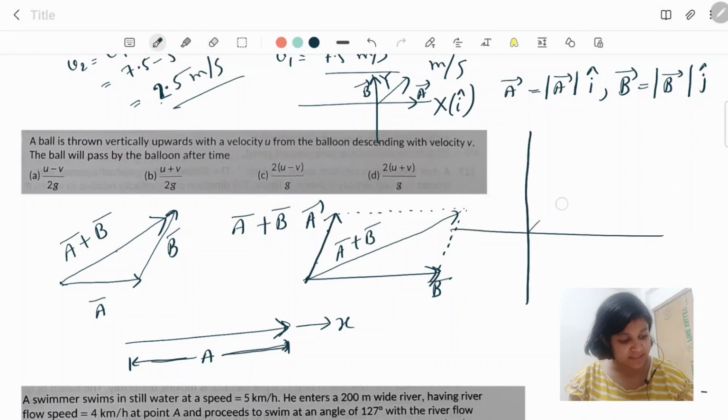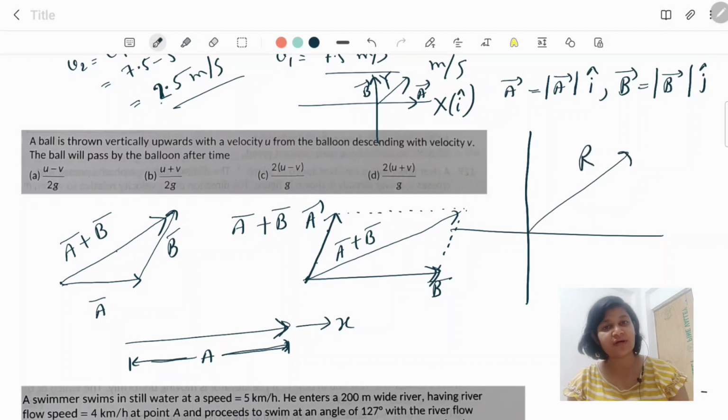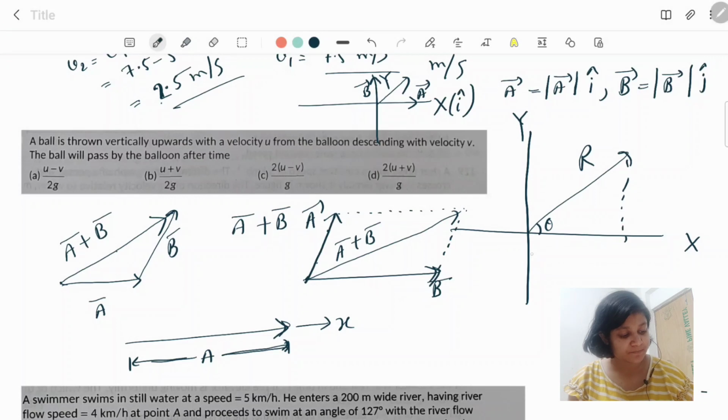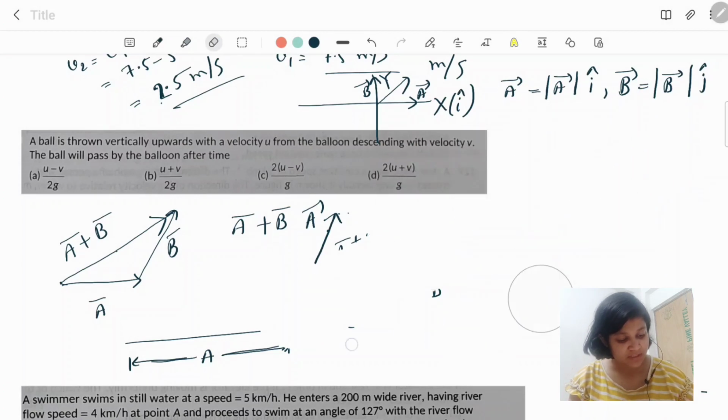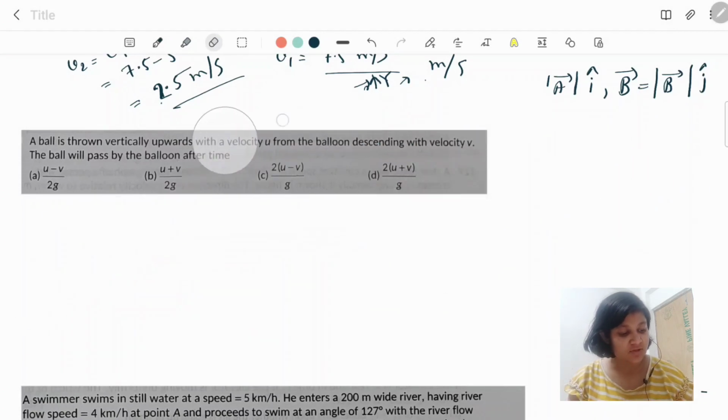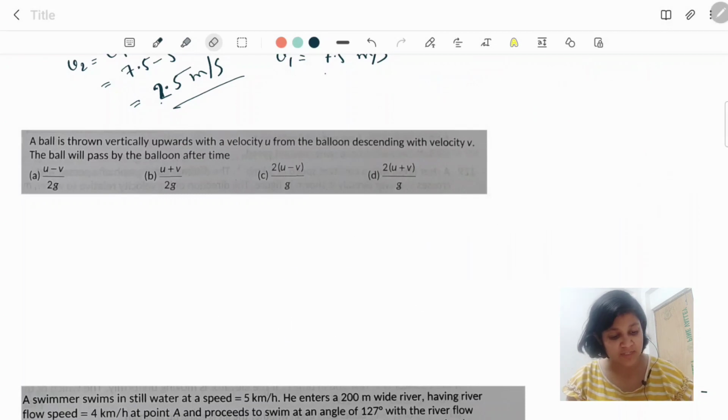Now suppose a resultant vector is given, and we want to find out the component of this resultant vector along the x-axis. I told you that it is the projection. So if this angle is theta, the component along the x-axis would simply be r cos theta. Similarly, the component along the y-axis will be r sin theta. So this distance will be r sin theta. And you must remember this concept throughout this course, because this will come very handy. Depending on this, we are going to solve our next problem. So let us move on to our next problem.